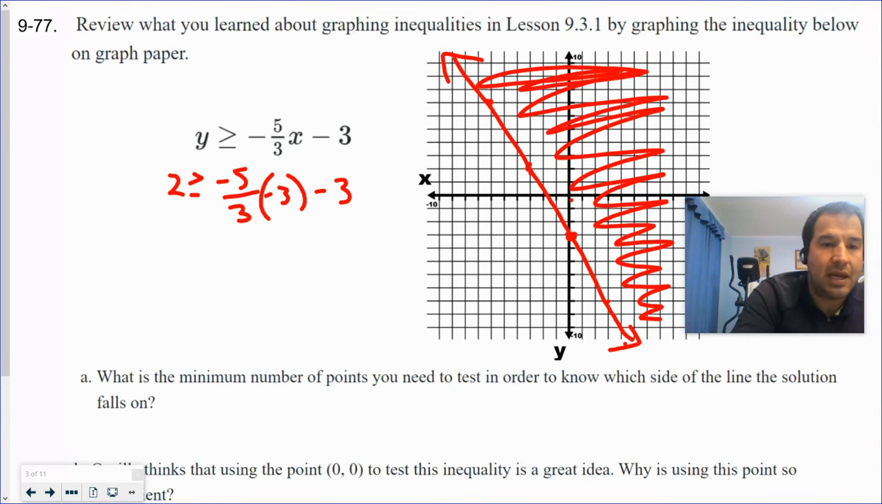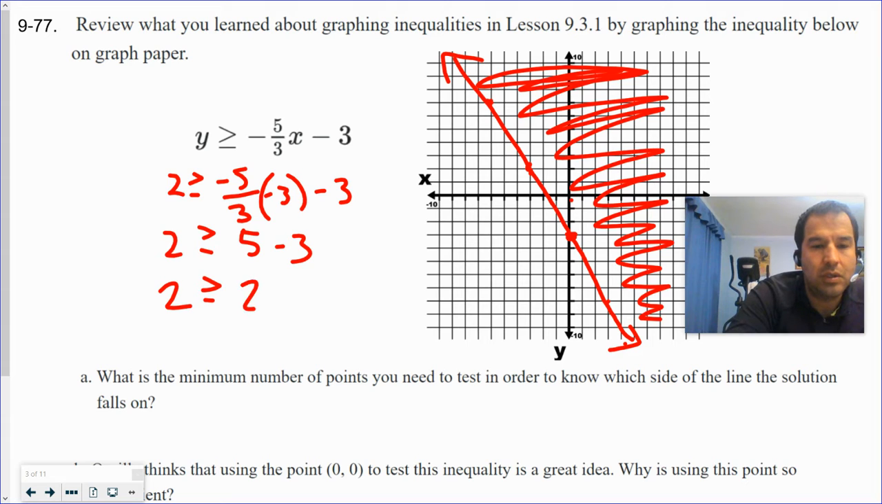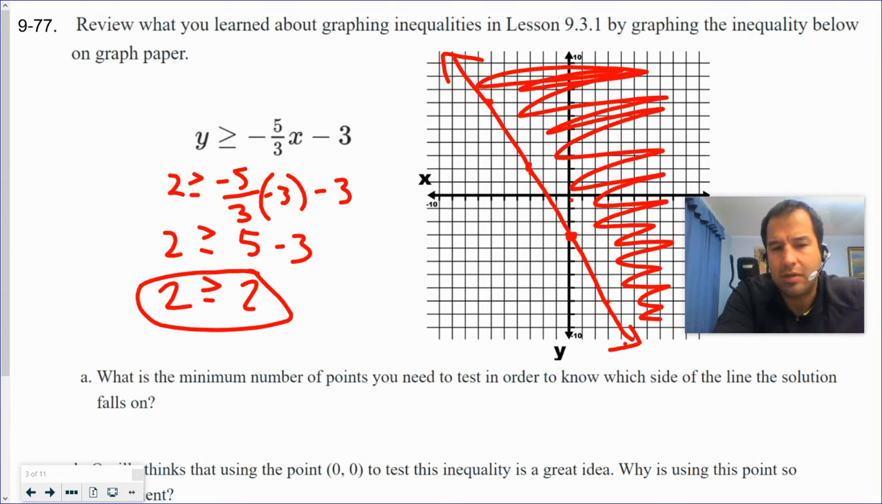All right, then I get 2 is greater than or equal to this right here. When you multiply this, I get 15 divided by 3, which is 5, minus 3. And then 2 is greater than or equal to 2. Well, it's equal to, but it's not greater, it's just equal to. And if I actually go to the graph, (-3, 2) is that point right there. The point is actually on the line. So does it really help you find what side gets shaded?